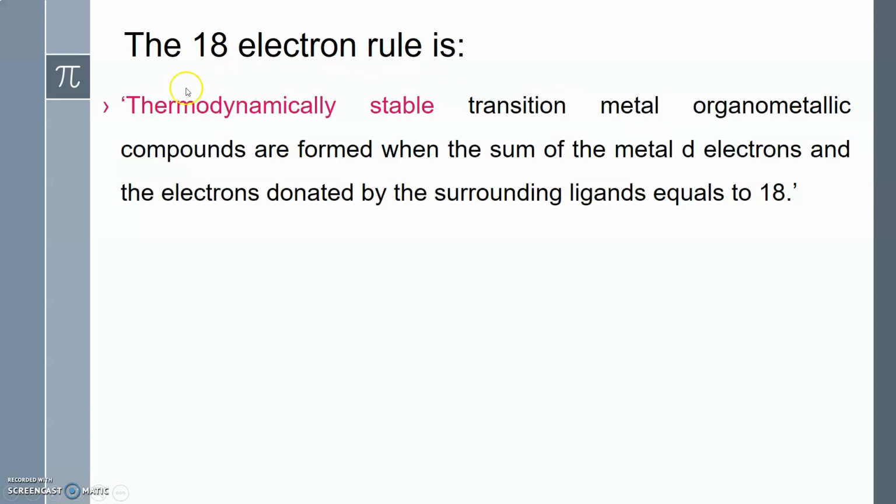Now there are two key points here. First one is the thermodynamically stable compound. So when a compound achieves 18 electrons, or when a compound obeys the 18 electron rule, it will be a thermodynamically stable compound, and the rule clearly states that it is applied to transition metal organometallic compounds. There are main group organometallic compounds, but the rule is not applied to those compounds.